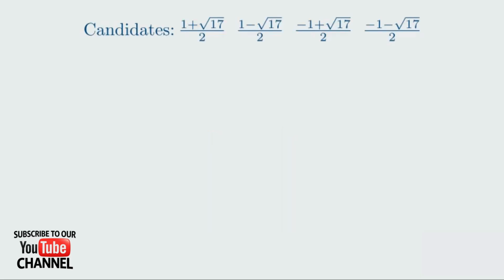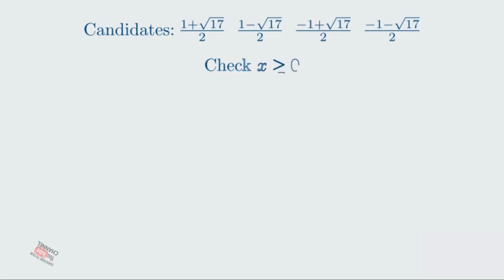Remember that for the equation absolute value of A equals B to be valid, B must be non-negative. In our case, the right side was x, so we must have x greater than or equal to 0. Let's check each candidate. We'll use the approximation that the square root of 17 is about 4.12.